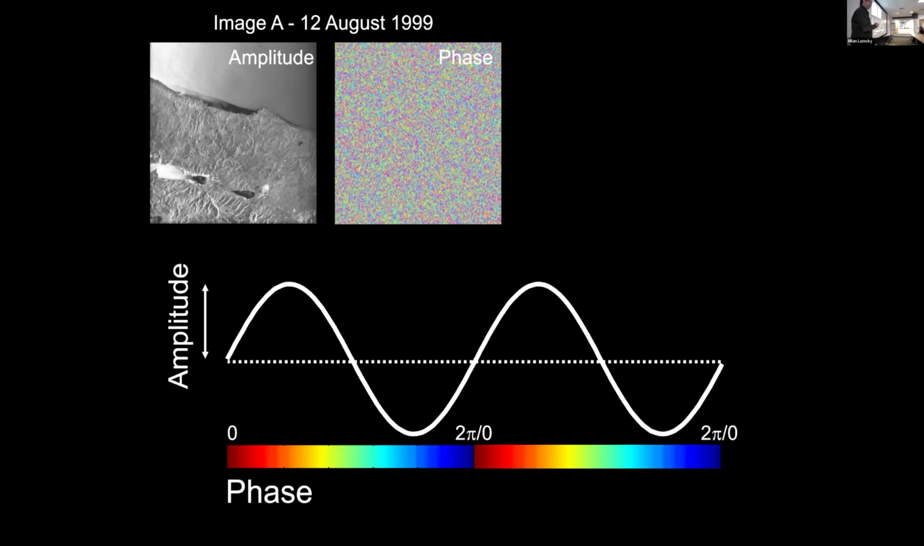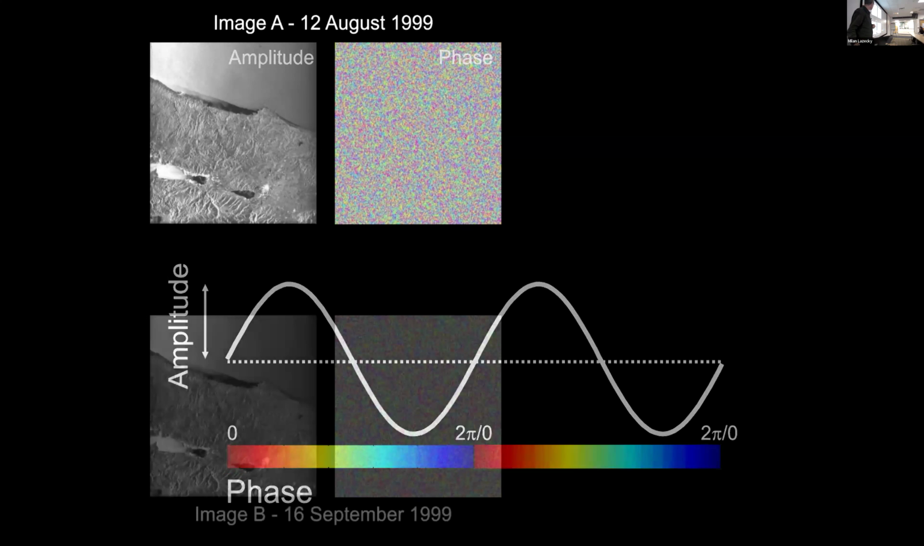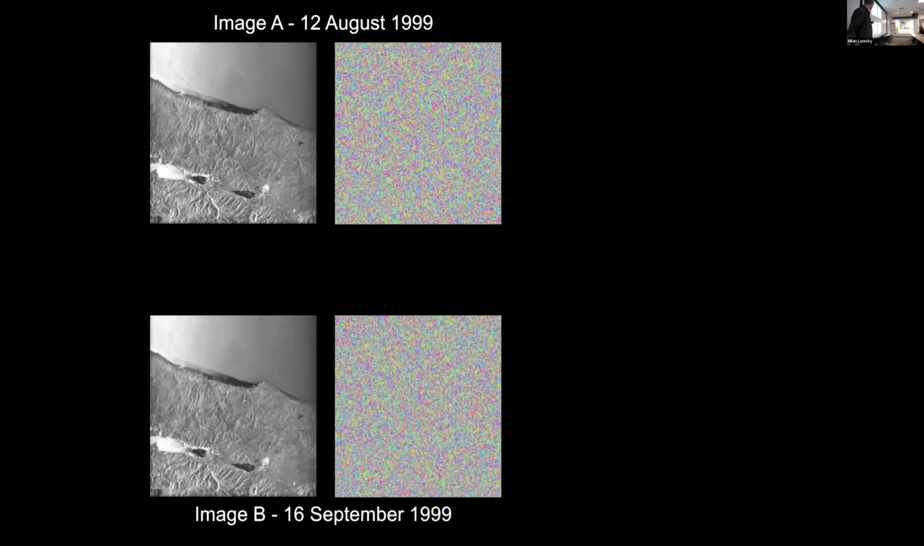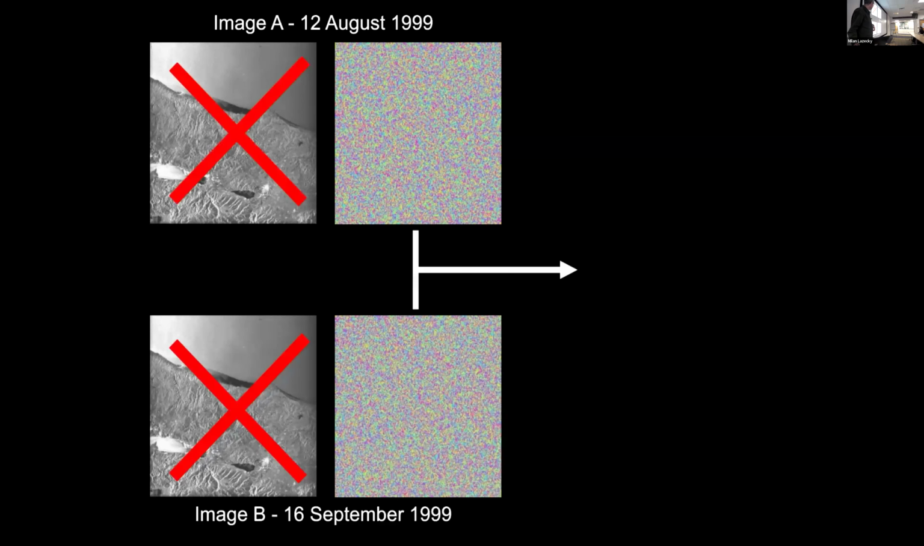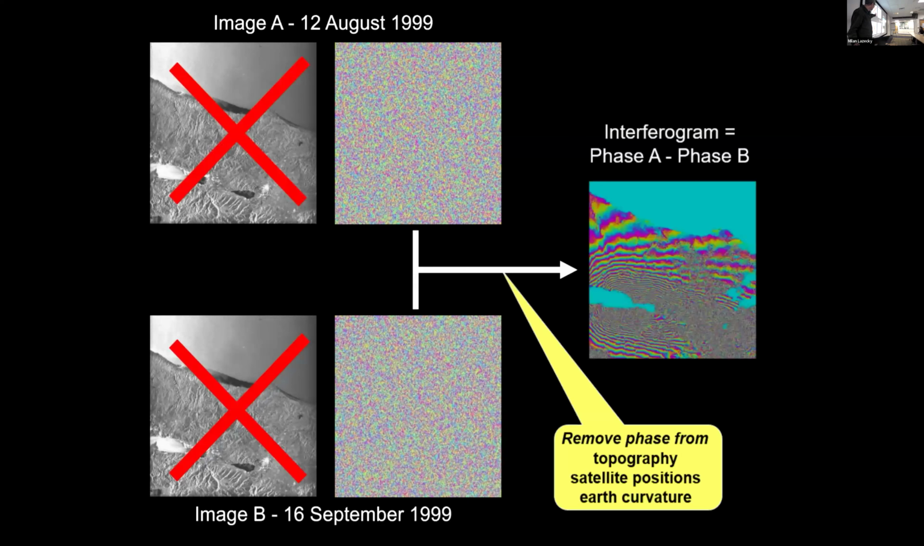And that then governs the phase along with some other things. Now that's basically a random number for each pixel. If we come back, in this case, this satellite flew back over the same location 35 days later. You get another amplitude, another phase image. The essence of InSAR is we're looking at the differences in the phase. So if you subtract these two random phase numbers, you start to get out something that makes more sense.